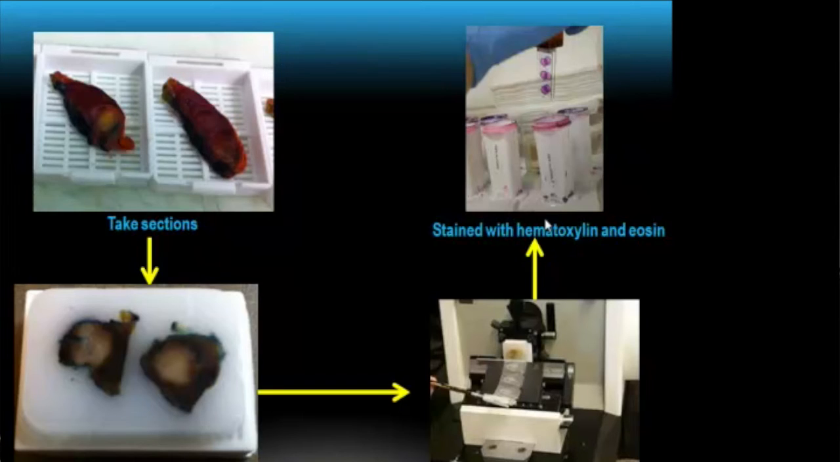And after we get sections, we fix in formalin and then embed in a paraffin block. And so then we cut very, very thin sections from paraffin blocks, and then mount them on slides and stain with hematoxylin and eosin stain. The slides stained with hematoxylin and eosin stain, usually we call them H&E slides. You might have already heard that.